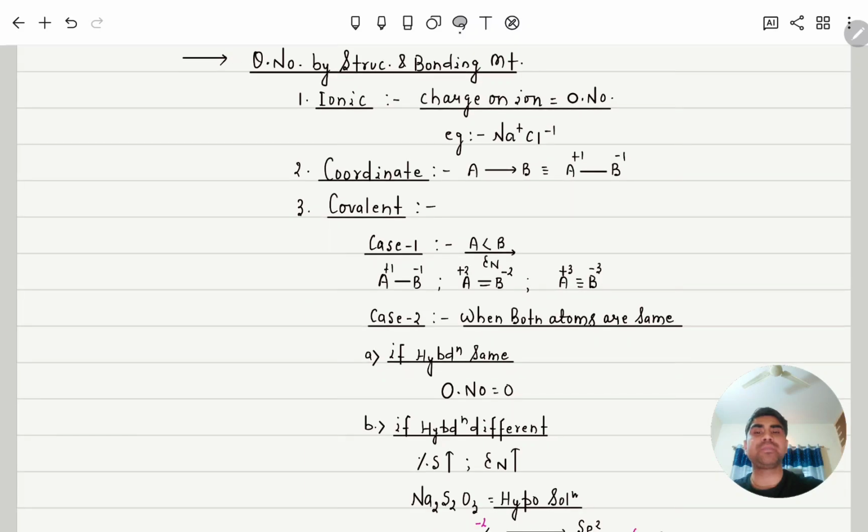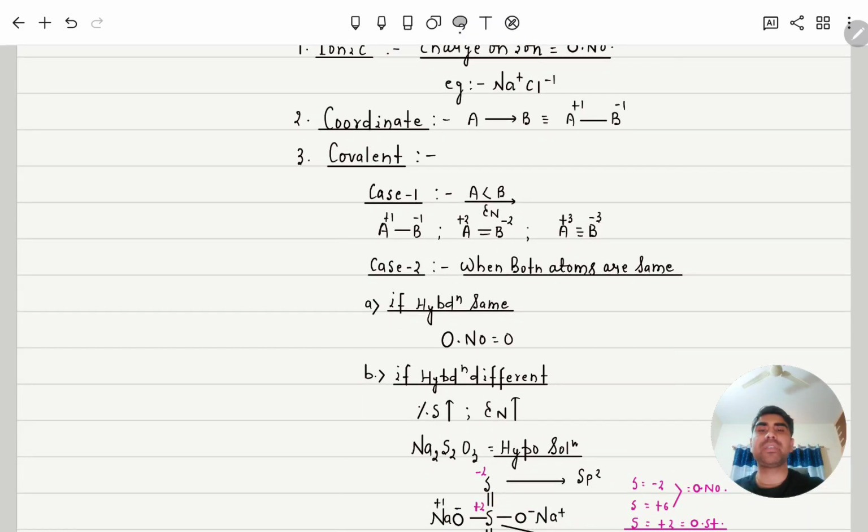But in covalent bonds, there are different cases. When both atoms are different, let's suppose B is more electronegative, and A and B have a single bond. Let's assume that B is attracting A's electron completely, so here B will have -1 and A will have +1, since B is more electronegative. Similarly, if it has a double bond, here it will be -2 and here +2. And similarly, if it is a triple bond, B will have a -3 oxidation number and A will have +3.